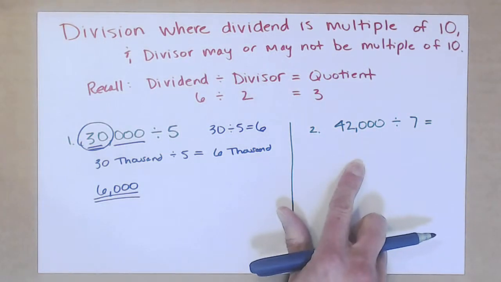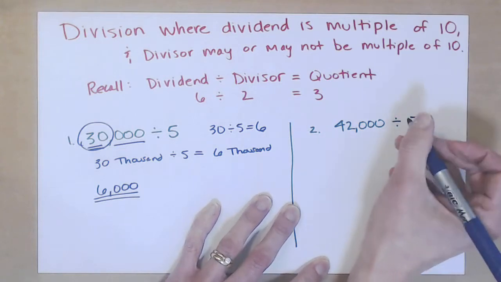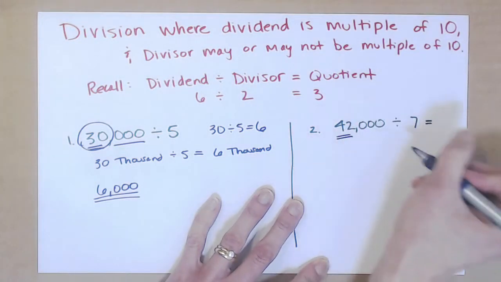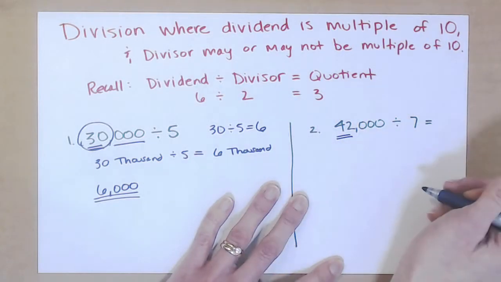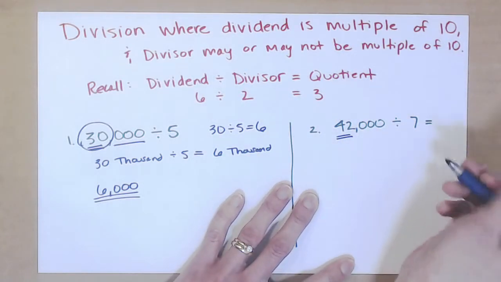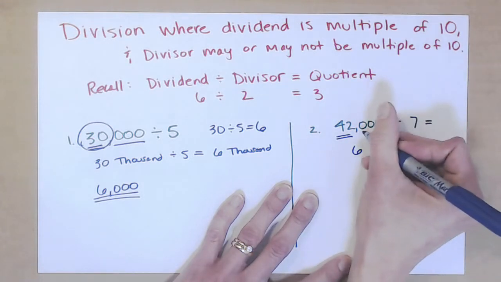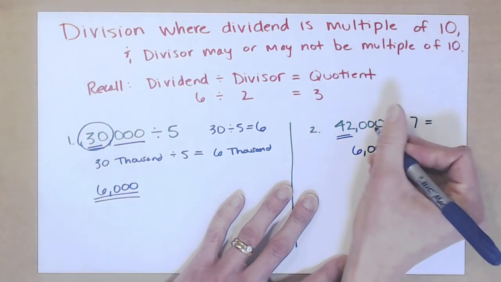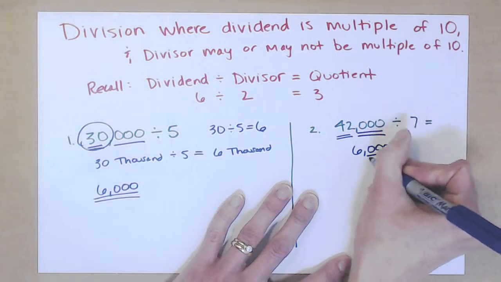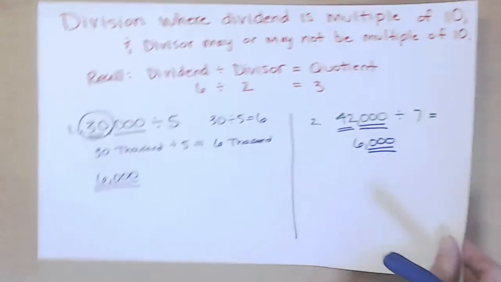Let's try another one like that. 42,000 divided by 7. So here again we can say, I know what 42 divided by 7 is. That would be 6. Oh, looks like I'm going to get the same answer here. I didn't mean to do that, but 42 divided by 7 is 6. So 42,000 divided by 7 would be 6,000. So these same zeros show up in the answer. Okay, so that's one type of problem you'll see.